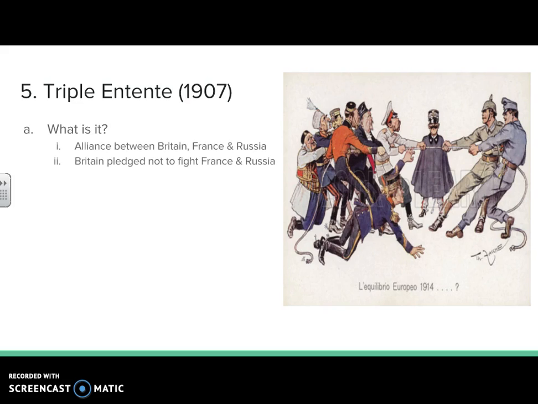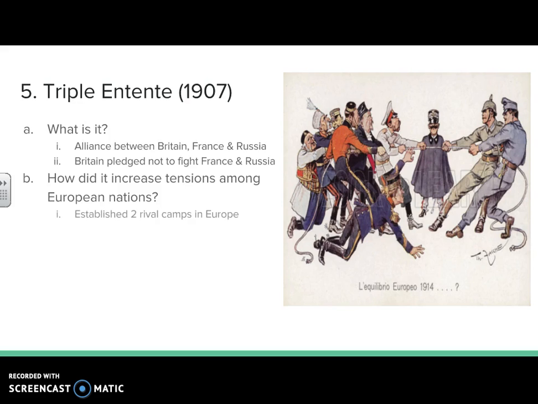So Britain pledged not to fight France and Russia. Traditionally, Britain and France had been fighting against each other for quite a long time, and with this step, it's kind of a major breakthrough for them to be able to say we're not going to fight with each other. And then Russia kind of tags along as well, to again be an ally with Britain and also with France. So how did this increase tensions among European nations?